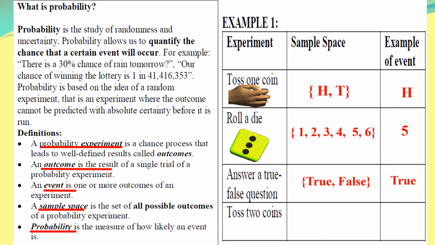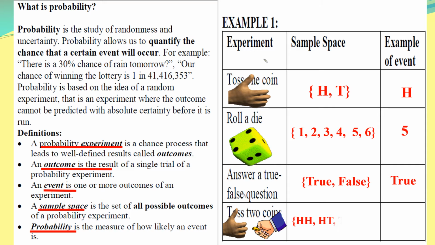Next experiment, toss two coins. In tossing two coins, the elements of the sample space are HH, HT, TH, TT. An example of an event could be HH.